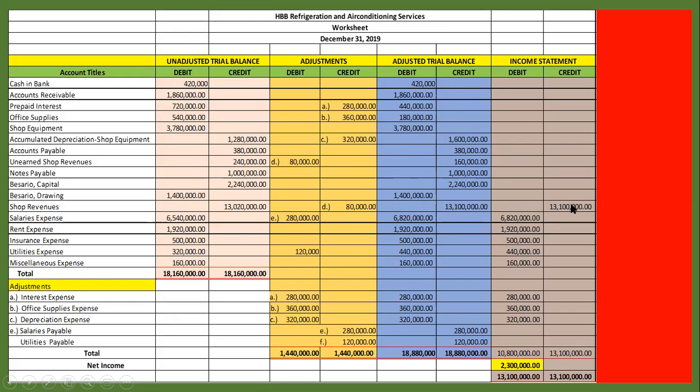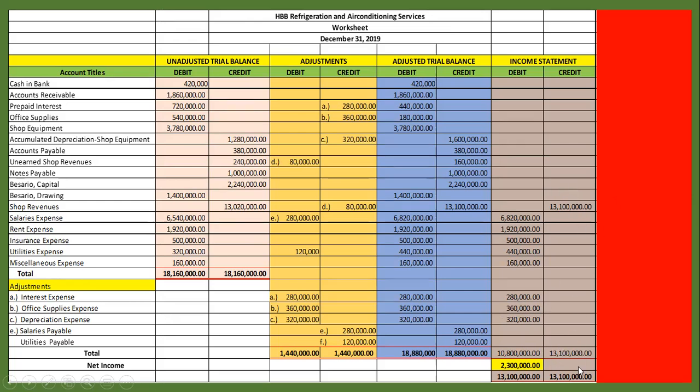So extend it to the credit side of the income statement, because what you will be dealing with here should be all nominal accounts. So we have shop revenue 13,100,000, and then just extend all the expenses to the debit side, or copy the expenses to the debit side. And then after that, get the total. So single rule and get the total. For the total, don't expect that they would have the same amount. There should be different figures that would come out here.